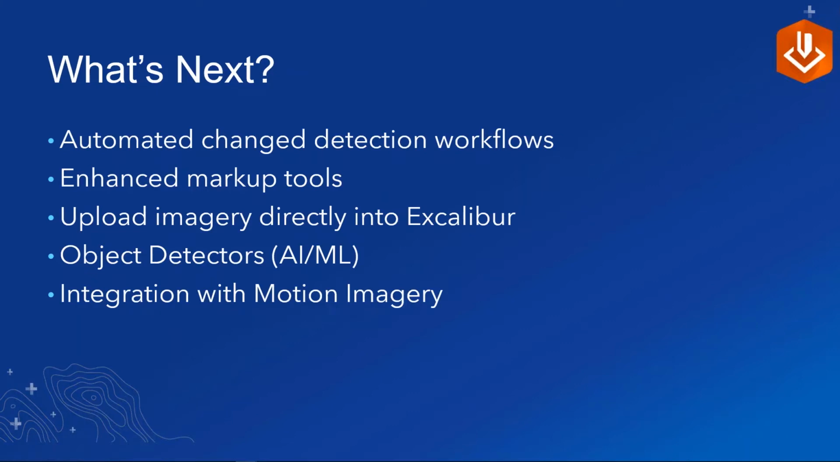Excalibur is planned to be the place for integration with motion imagery once motion imagery hits the web, as well as support for oriented imagery. So this is imagery that's taken at ground level, like from phones, cameras, from different sources like the Google car, etc.